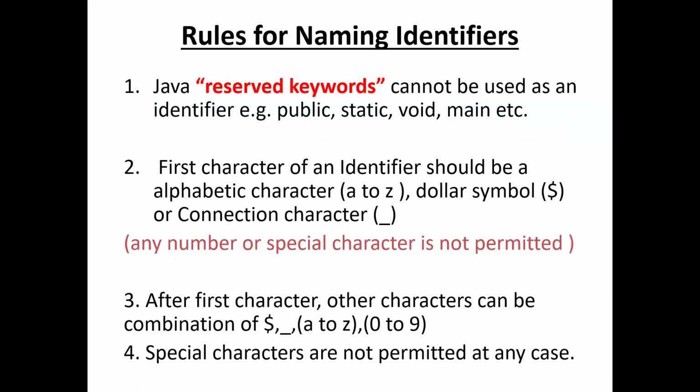The second rule is that the first character of any identifier should be an alphabetical character A to Z, dollar symbol, or connection character, underscore. Any number or special character is not permitted in any case. The fourth one says special characters are not permitted in any case. That means apart from the dollar symbol and underscore, none is permitted. I hope I make myself clear. These rules are not recommendations, they are mandatory. Rules have to be strictly followed.